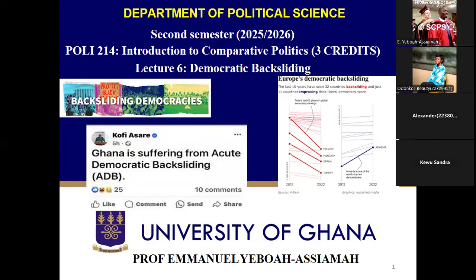You also remember, when you look at the image here, look at these European states. This is Poland for you. You have Poland, you have Hungary, you have Turkey, Serbia. Now, track from 2012 up to 2022. You can see that they are all declining. Look at how the lines are tilting. They are moving downwards. That is the trend globally. Many countries have been witnessing backsliding in terms of their democracy.